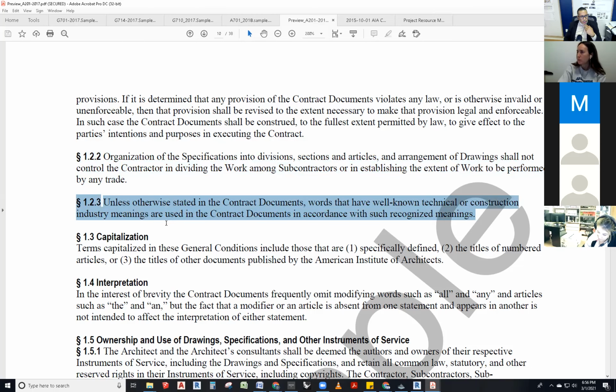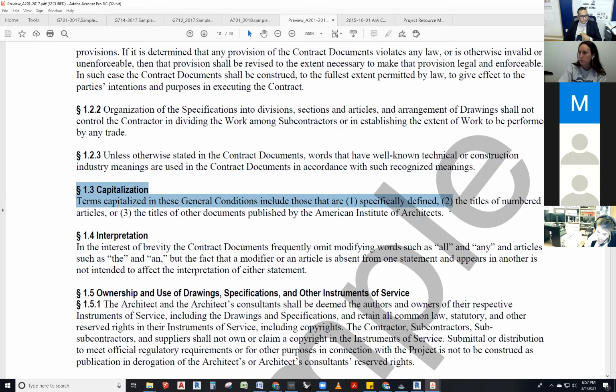Unless otherwise stated in the contract documents, words that have well-known technical or construction industry meanings are used in the contract documents in accordance with such recognized meanings. So that people don't just infer whatever they feel like. Like a term in architecture or construction means something and they interpret it as something else. That's your problem. This is what it really means. Contractors should know about construction terms, right? We shouldn't have somebody that has never done construction being involved in construction.